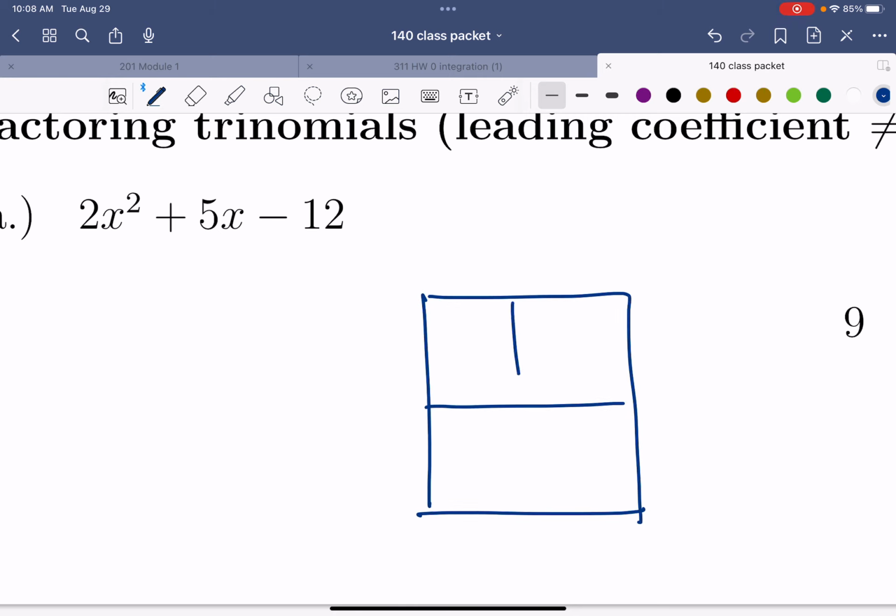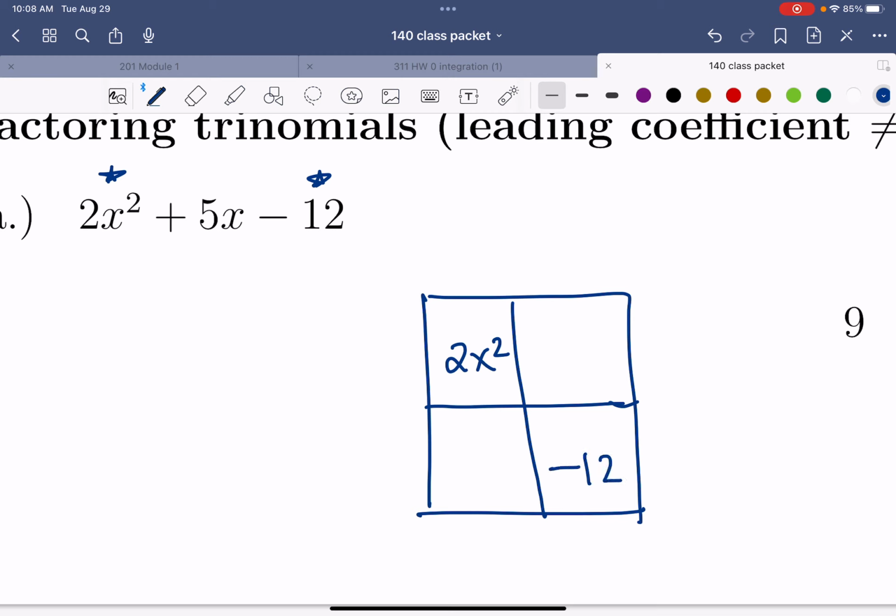And I'm going to cut it into 4 spaces. Okay. The leading term, this one right here, goes in the upper left box. So 2x squared goes right here. The last term, the constant, the negative 12, make sure you take the sign with you, goes in the bottom right. So negative 12 goes here.